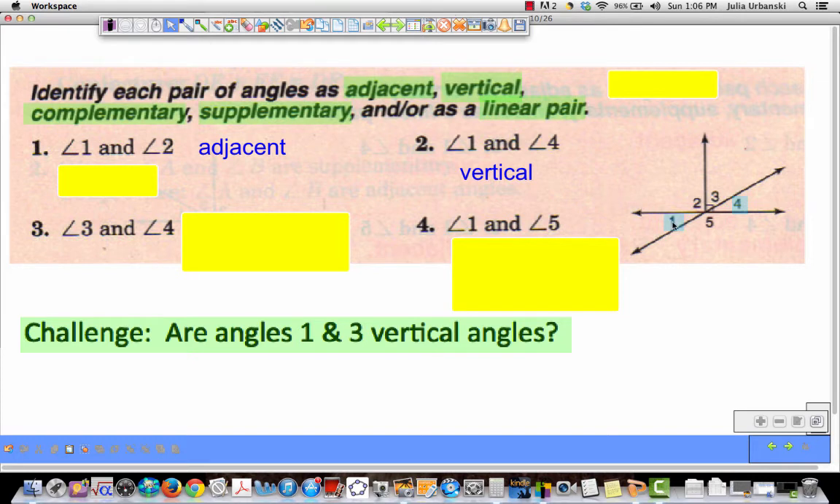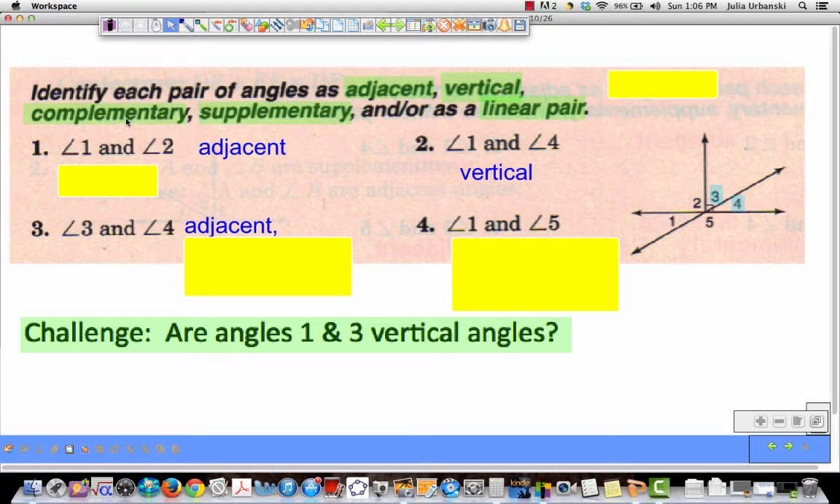The next one is angle 3 and angle 4. Look at those separately. Angle 3 is right here, and angle 4 is right here. Are they adjacent? What do you think? Yes or no? Yes, that's right. They are adjacent. They're side by side. Right here, 3 and 4 are side by side. They're neighbors. They share that ray right there. Are they vertical? No, you can't be vertical and be side by side at the same time.